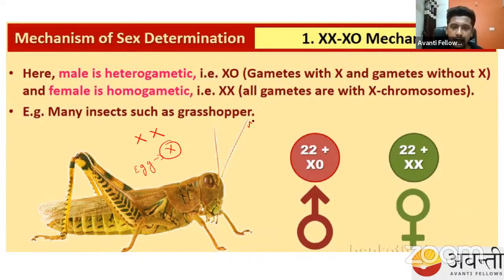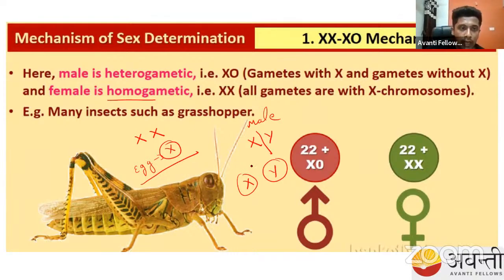Whereas in human males, we have XY chromosomes. When we produce sperms, we have X sperms and Y sperms. Whenever an organism produces a uniform type of gametes, we call it homogametic. Whenever we have different gametes, for example, a male produces X sperms and Y sperms, right?